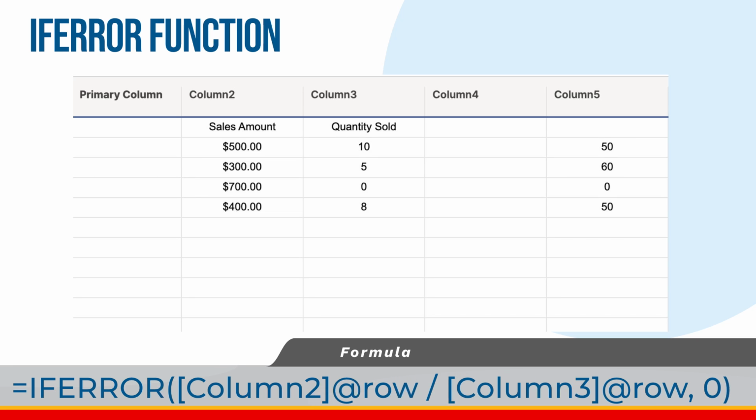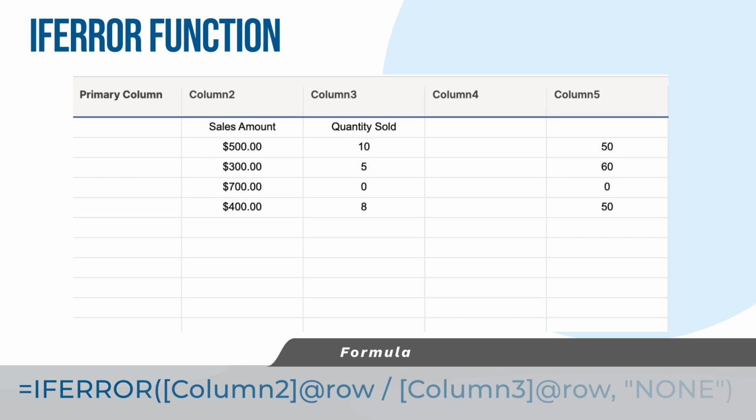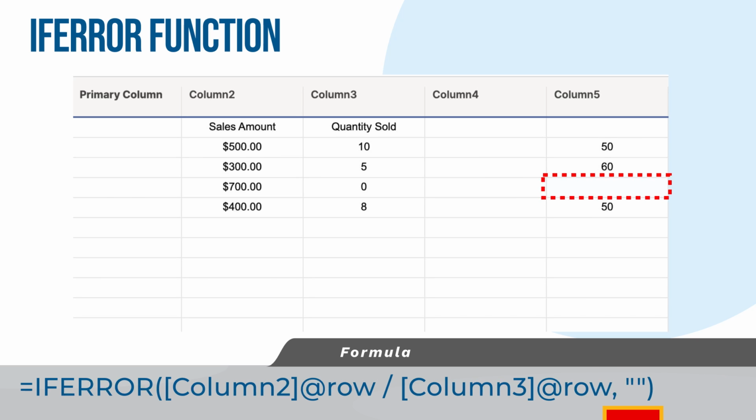We could change the value_if_error to return any value. For example, if we want to return a value that says none, we would replace the 0 in this formula with "none" inside quotation marks. We could return a blank value by entering 2 quotation marks with nothing in between. The IFERROR return value needs to be placed inside quotation marks if it's a text value. Exceptions are for numeric values or logical values like true or false.